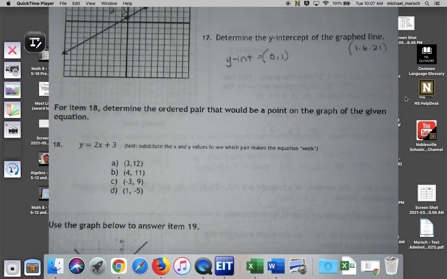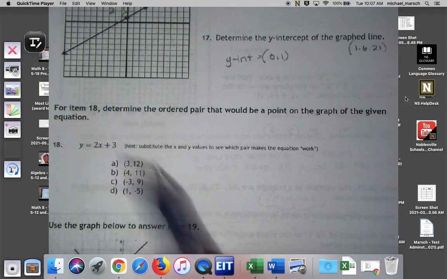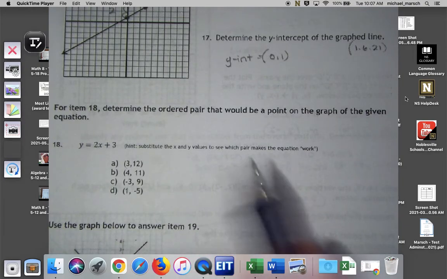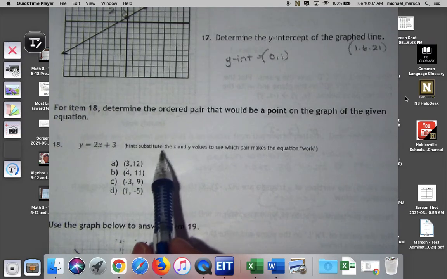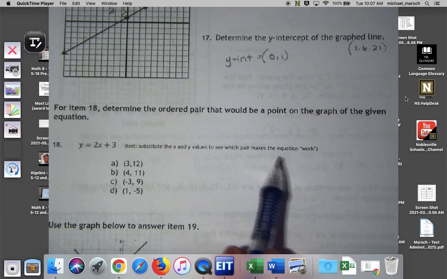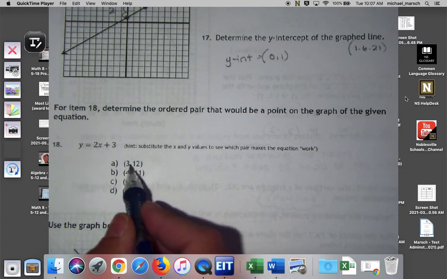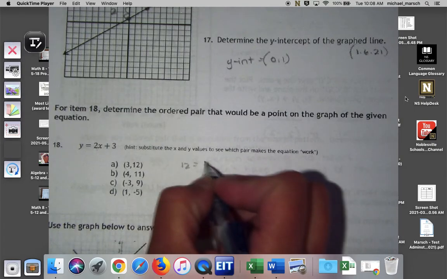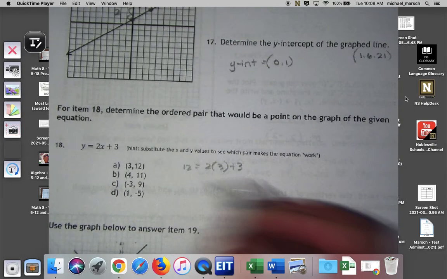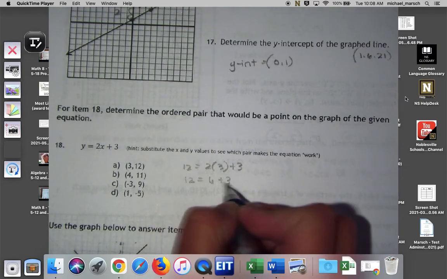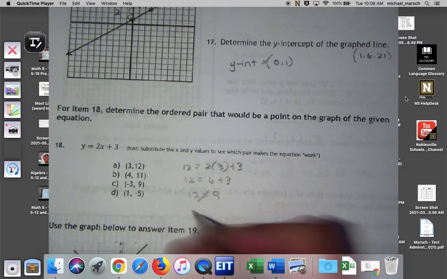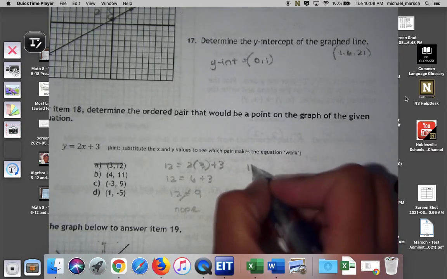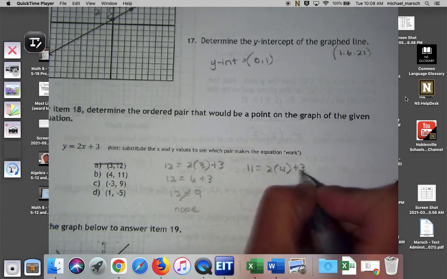All right, for number 18, determine the ordered pair that would be a point on the graph. So if I were to graph this line, which of these ordered pairs would fit? So the hint here says, substitute the x and y values to see which pair makes the equation work. So if I put 3 in for x and 12 in for y, so 12 equals 2 times 3 plus 3, 12 equals 6 plus 3. Does 12 equal 9? Nope. So it's not A.